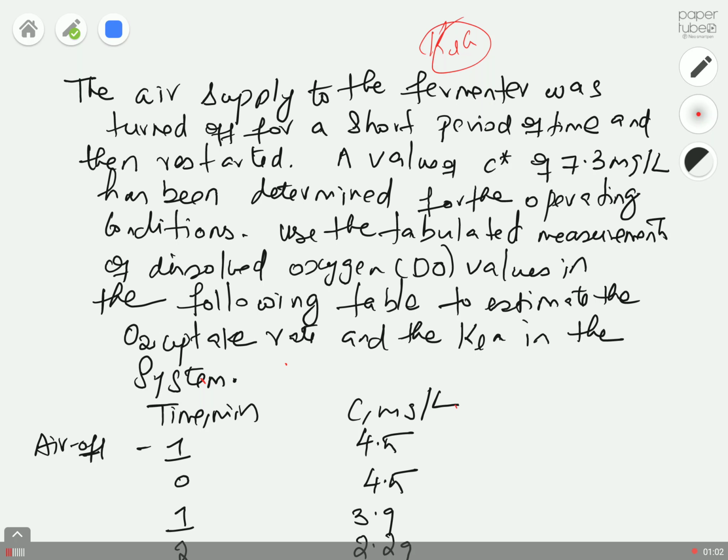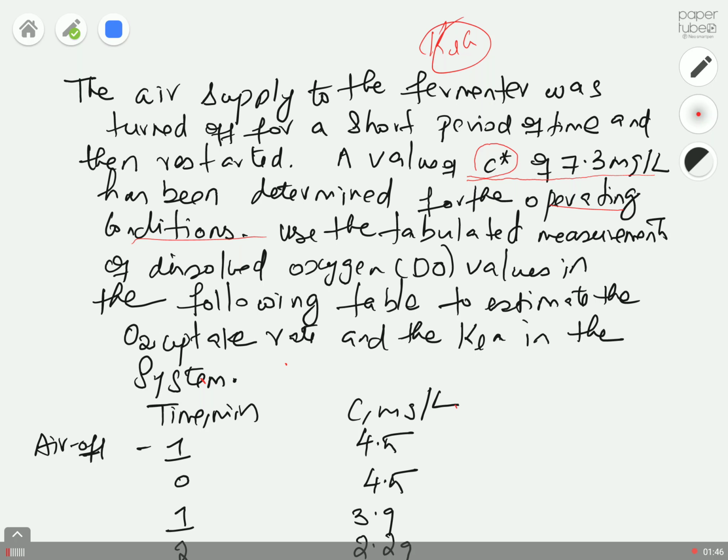So I will just read the problem that will help you to understand what we are going to do now. The air supply to the fermenter was turned off for a short period of time and then restarted, and a value of C star, that's the solubility concentration of oxygen, of 7.3 milligrams per liter has been determined for the operating conditions. So we maintain some conditions, say a temperature and some agitation speed, and at that particular condition the maximum that you can dissolve of oxygen is 7.3 milligrams in 1 liter of your fermentation broth.